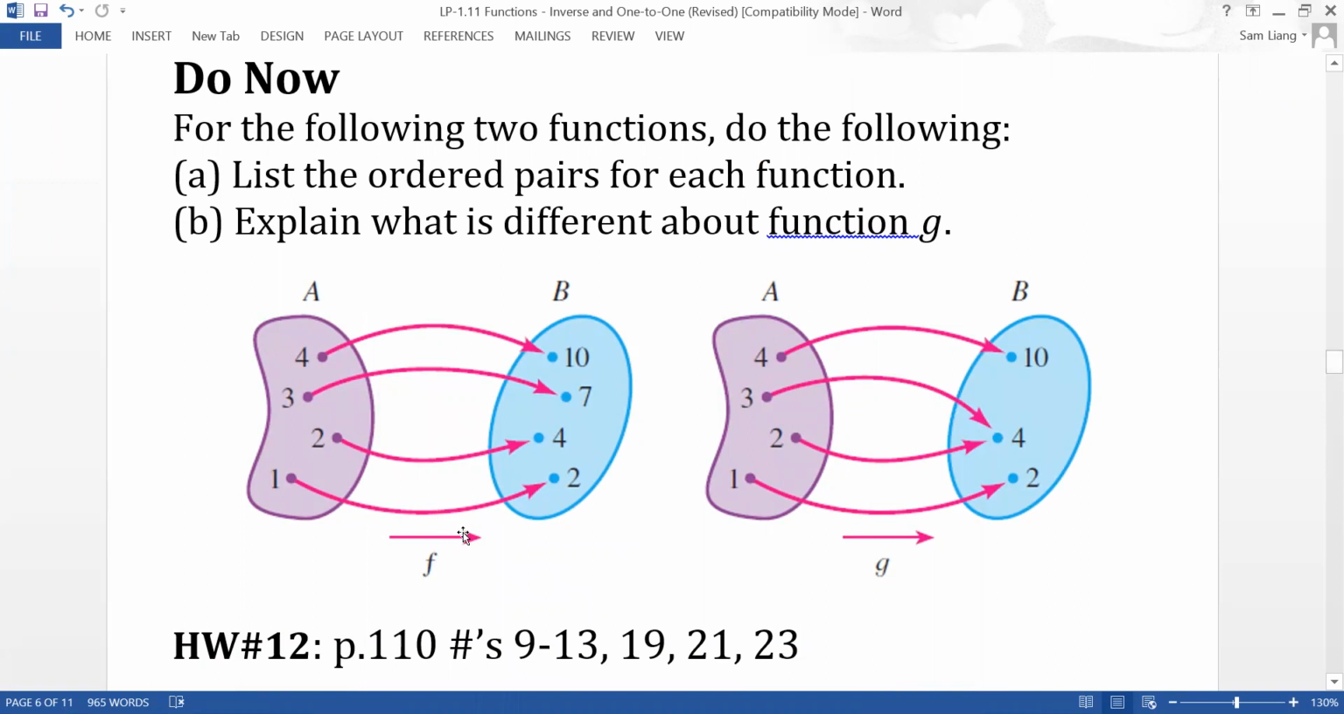Okay, so as you can see, in function F, you have 1, 2, 3, 4 in the domain, and then 10, 7, 4, 2 in the range. 4 gets mapped to 10, 3 gets mapped to 7, 2 to 4, 1 to 2. For function G, 4 to 10, 3 to 4, 2 to 4, and 1 to 2. And as you can see, function G is different because 3 and 2 both get mapped to 4. And there's also no 7 here because of that, right? So there's one less element in the range. But yeah, let me get to the solution for that.